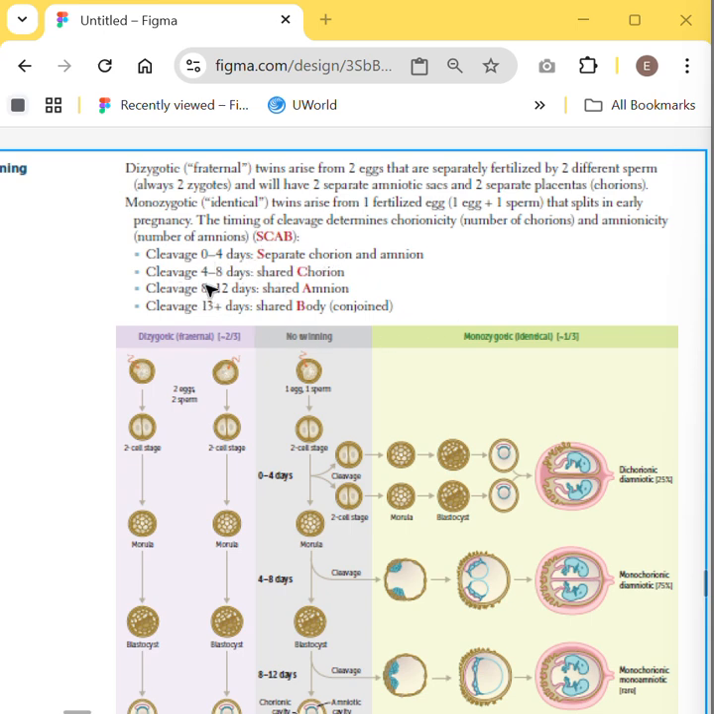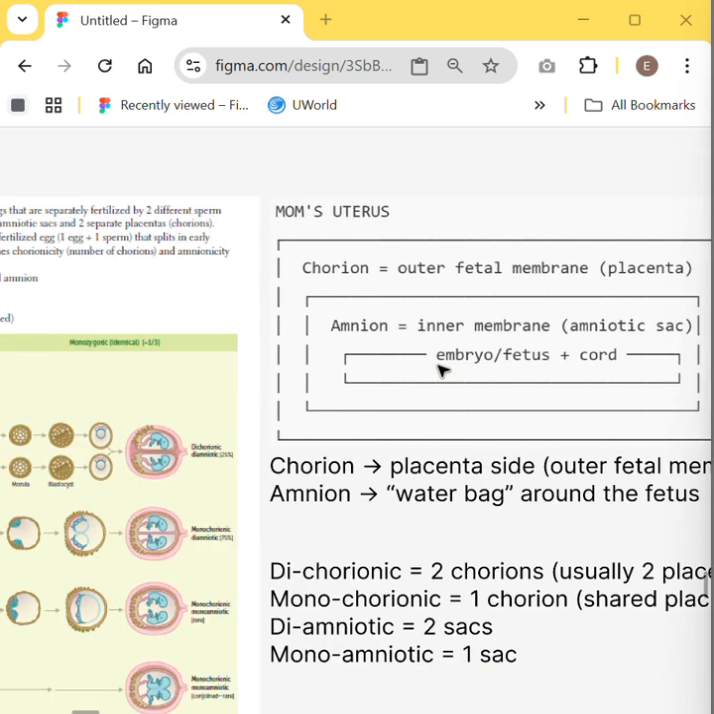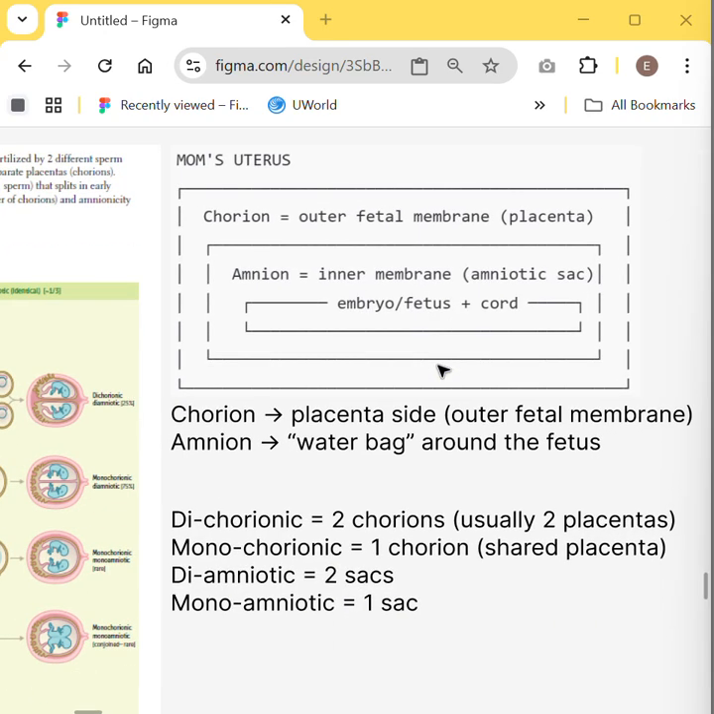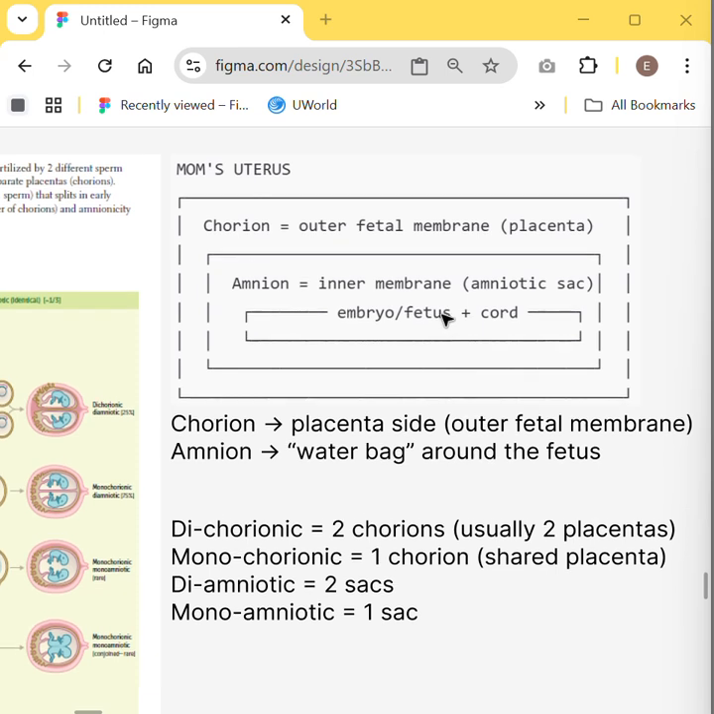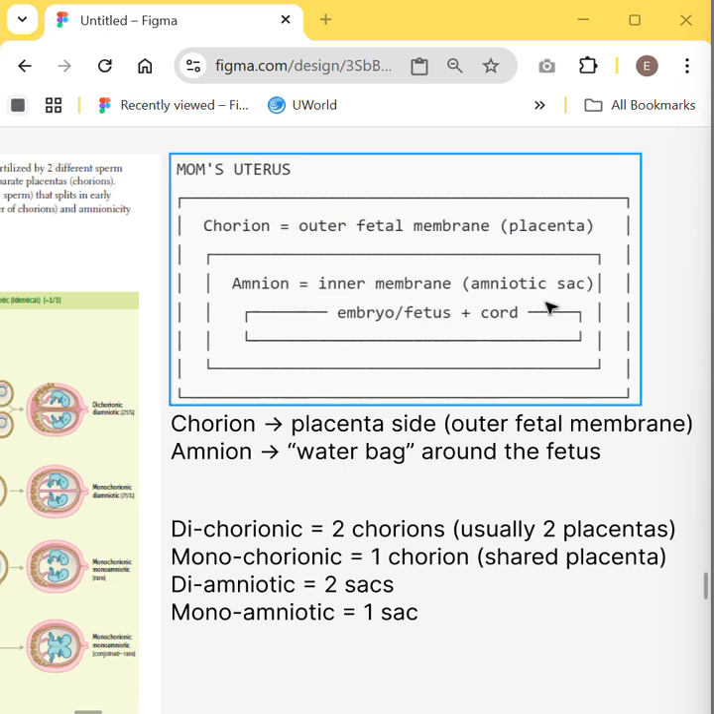Then there's a cleavage that happens at 4 to 8 days, that's a shared chorion. Then there's a cleavage that happens at 8 to 12 days, and that's a shared amnion. And then there's a cleavage that happens after 13 days, and this is basically conjoined twins where the entire body is shared.